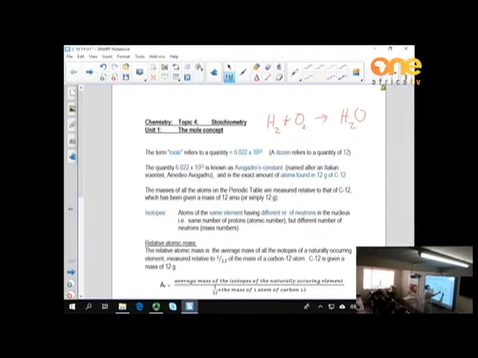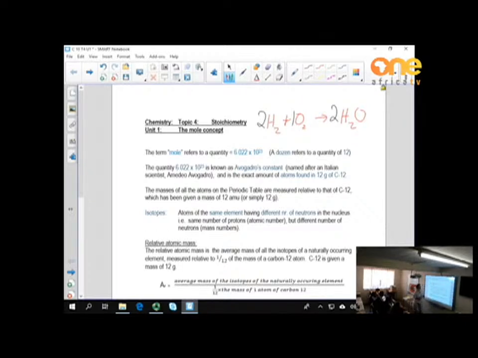So 2 hydrogens, 2 hydrogens, 2 oxygens, 1 oxygen. We will need 2 of those. But now we have 4 hydrogens, so we need to have a 2 in front there. All right. Now, when you look at a balanced equation, you should know that the balancing figure tells you how many of those things you have. So this tells me, for example, I have 2 molecules of hydrogen. There is a 1 which we don't normally show. So I have 1 molecule of oxygen, and I will get 2 molecules of water, or two formula units, if you want to put it in that way.